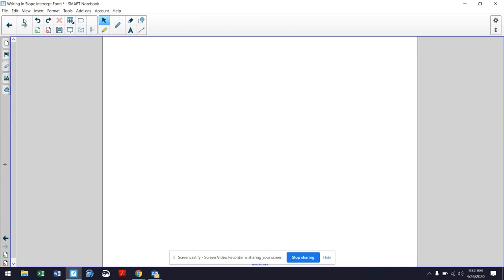All right, so today you learned how to write an equation in slope-intercept form, and you know how to graph that as well from yesterday or Tuesday's lesson. So that's it for today.